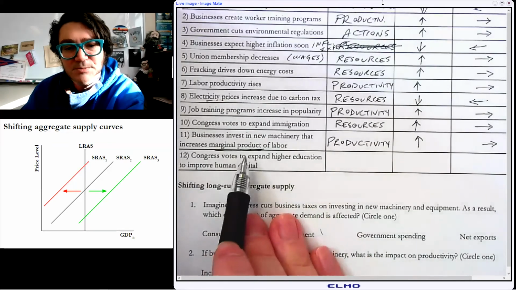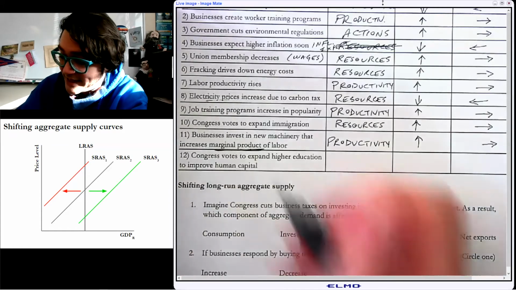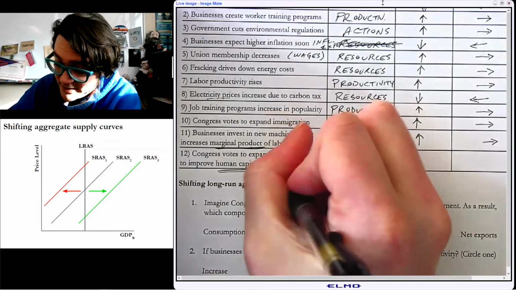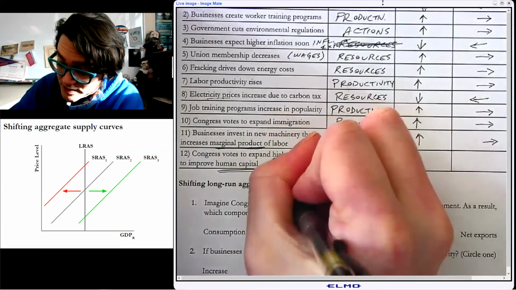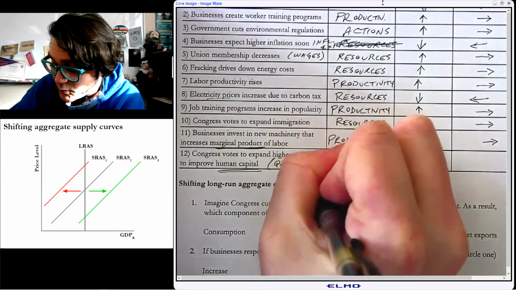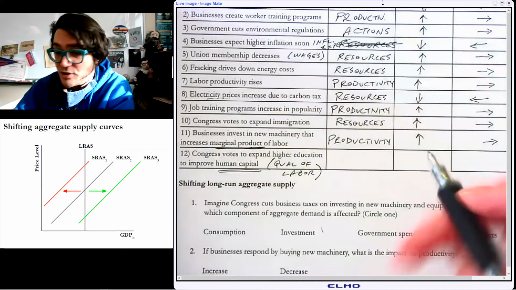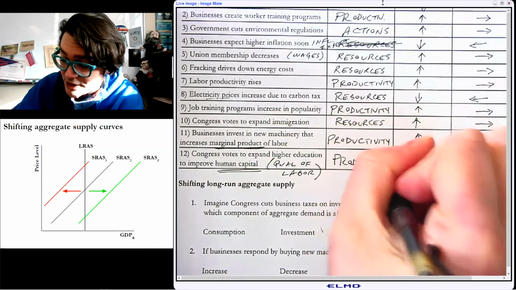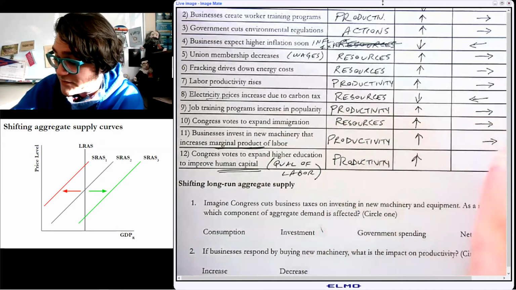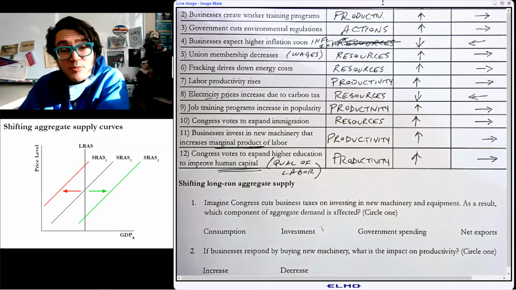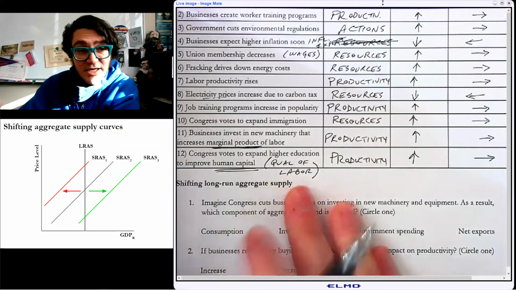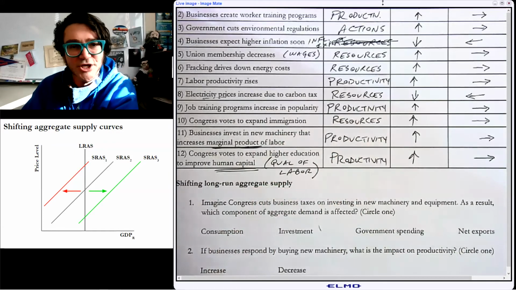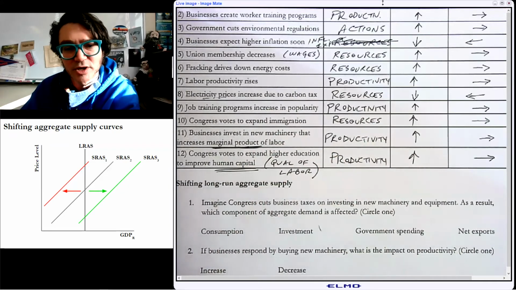12th, Congress votes to expand higher education to improve human capital. Now, what is this human capital? That's your worker training, right? It's the quality of your workforce, of your labor. So if you have more human capital, you have better quality labor. And so in theory, you're more productive. With more educated workers, they're more productive, and that increases aggregate supply. So another pro-business proposition is investing in education systems. A lot of times businesses want educated workers. They want very highly productive workers.